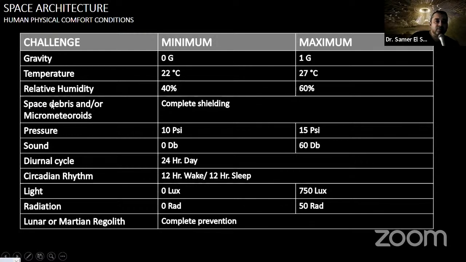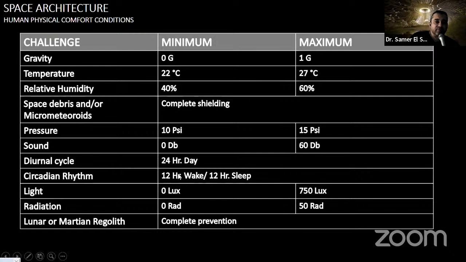Of course, against the space debris and microbes, we need complete shielding. The pressure would be ideal from 10 to 15 PSI. Sound from 0 to 60 decibels. Diurnal cycle, which is also related to the circadian rhythm, we need 24 hours per day.